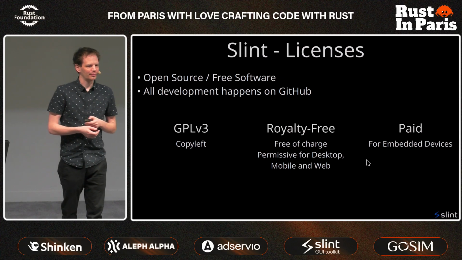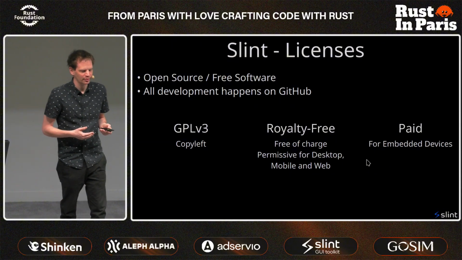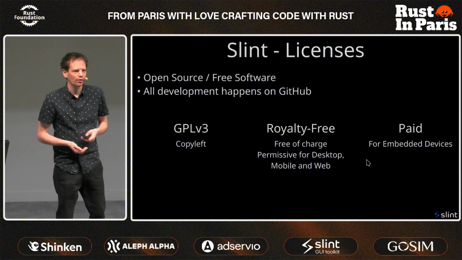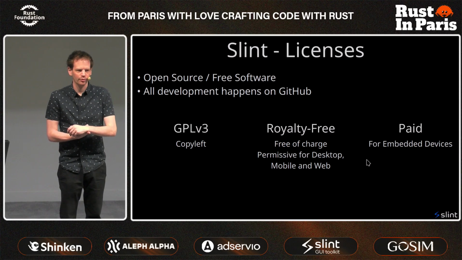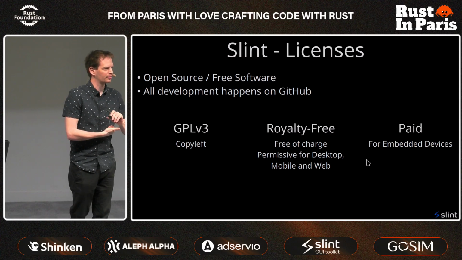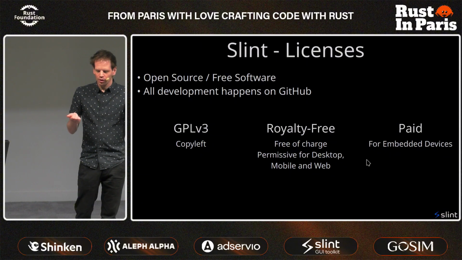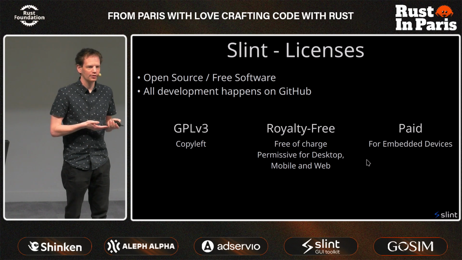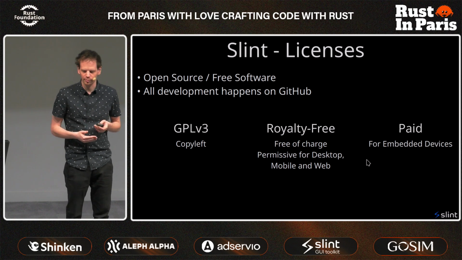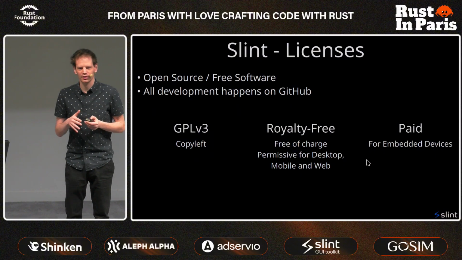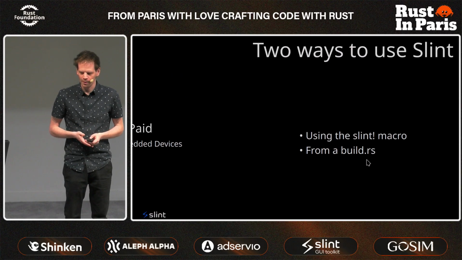Just a word about the license, because it's a bit unusual for typical Rust crates, as we are not MIT, but we're still open source. All the development happens on GitHub. We have 3 licenses. The GPL, which is copyleft, meaning that all your code needs to be in a compatible license, like the GPL itself, or MIT, Apache, and things like that. Or we also have a royalty-free license, so you can do proprietary software on the desktop. It's like a permissive license, but it's limited so that for embedded devices, you need to have a paid license unless you're open source.